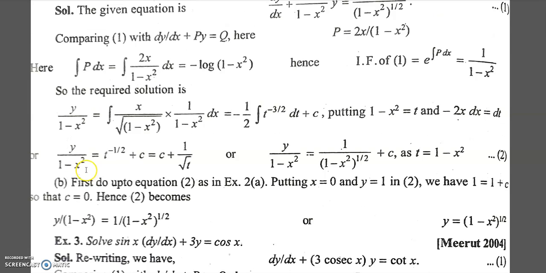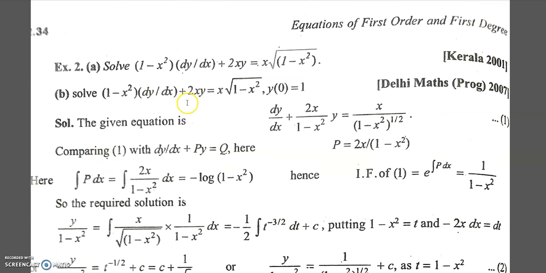Here you need the same procedure. So first you convert the problem into dy/dx plus p x y equal to q. p x is this, q is this. Next you calculate the integrating factor, that is e power integration of p dx. So you may first do this integration separately, integration p dx, then you just put it over here. So you get 1 by 1 minus x square.